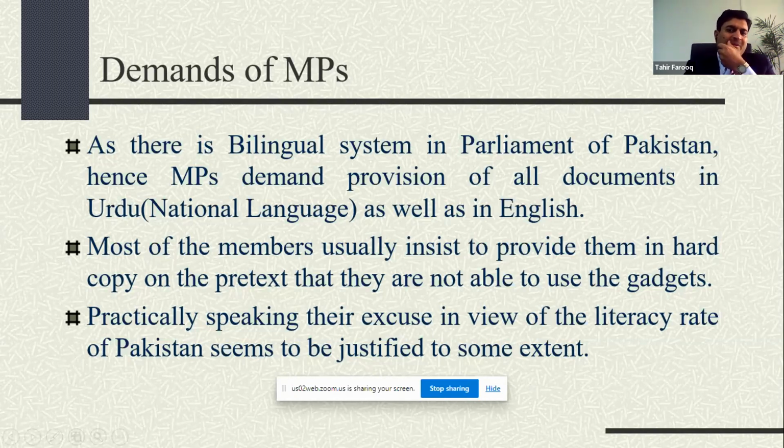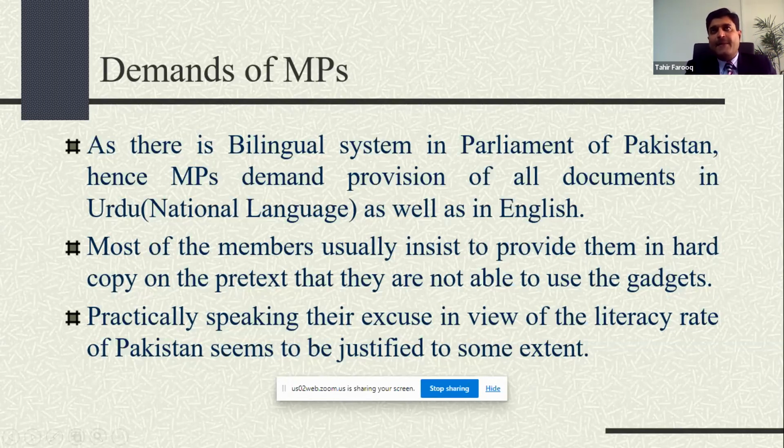Then the majority of the members demand that the bill or any document which is to be placed before the House or on the agenda for that day be provided, with some people demanding an English copy and some demanding an Urdu copy. That's why we have to prepare double copies of each document which is going to be placed before the House. Most of the members usually insist on being provided a hard copy on the pretext that they are not able to use the gadgets.